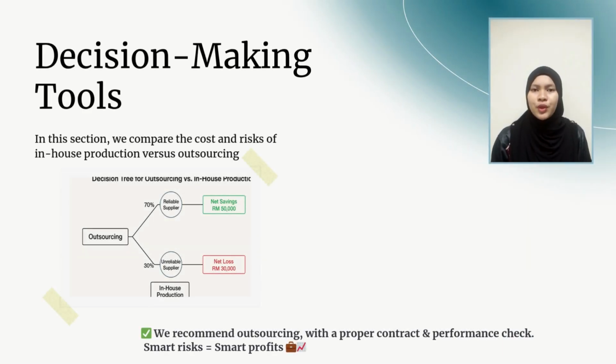One of the most important parts of our report was helping InnoTech decide whether to continue producing a component in-house or to outsource it to a supplier. First, we did a cost-benefit analysis. In-house production costs 400,000 per year. It offers better quality control, but it's more expensive and harder to scale. Outsourcing is cheaper, only 350,000, but comes with some risks like possible delay or lower quality.